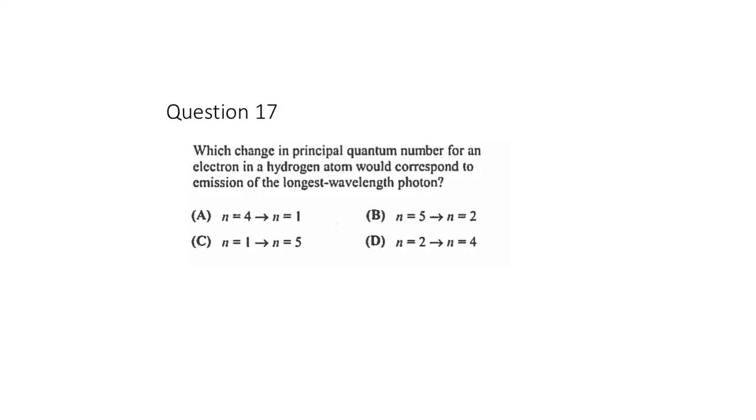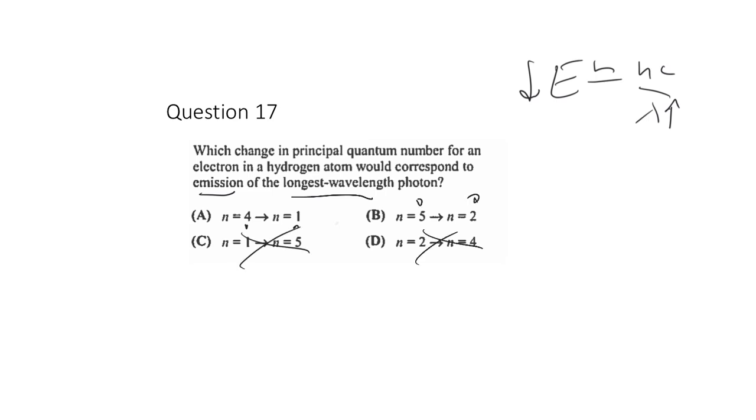And then in 17, well, actually, there's 2 more questions. In 17, which change in principal quantum number for an electron in the H atom represents an emission with the longest wavelength photon? So E = hc divided by λ, the longer the wavelength, the lower the energy. And so the lower energy emission comes from high to low, not low to high.